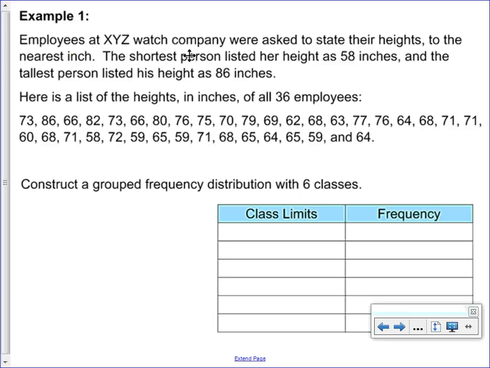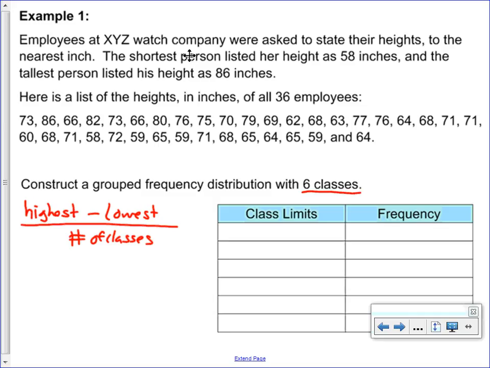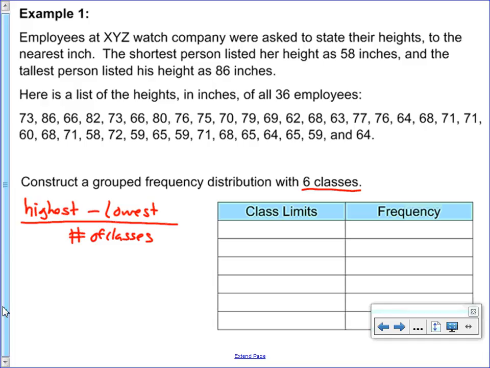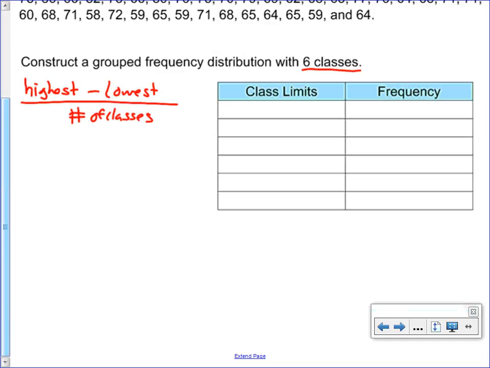Basically, to group them into 6 classes, you take the highest number minus the lowest number and divide it by the number of classes that you want. This example says group it into 6 classes. Usually the example tells you what the highest and lowest numbers are. If it doesn't, then you have to find them. In our case, it's 86 minus 58, divided by 6.